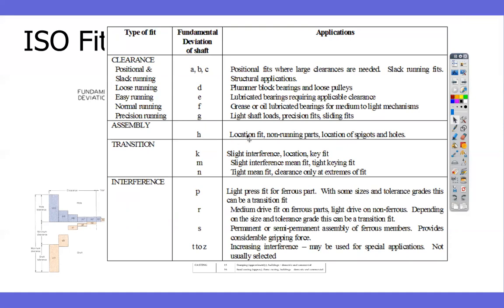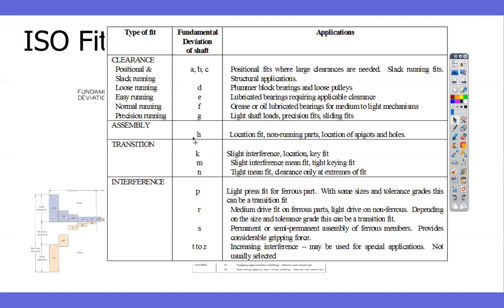So it tells us location fit, right? It gives us some examples. K through N are transition fits. It could be either clearance or force fit, depending on how it's made. And then P through Z are all force fits. Okay? Does that make sense? Just know H is the dividing line.